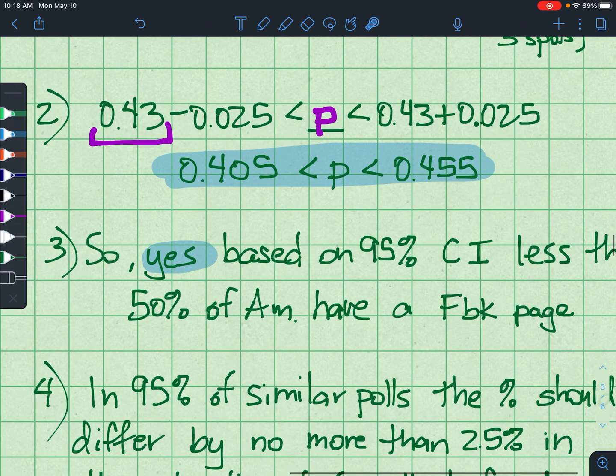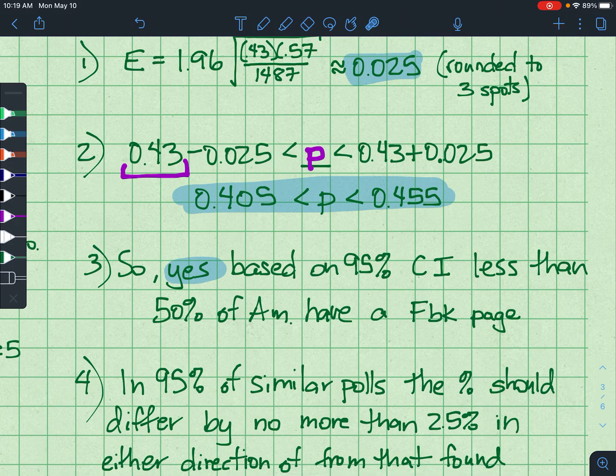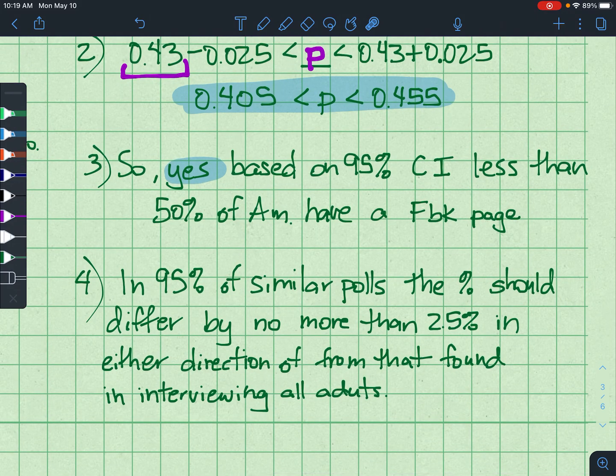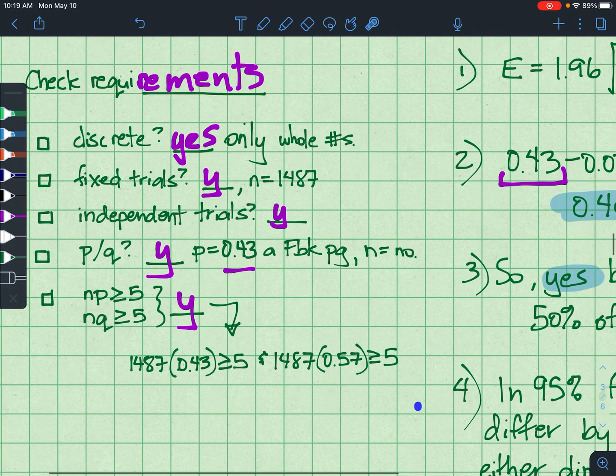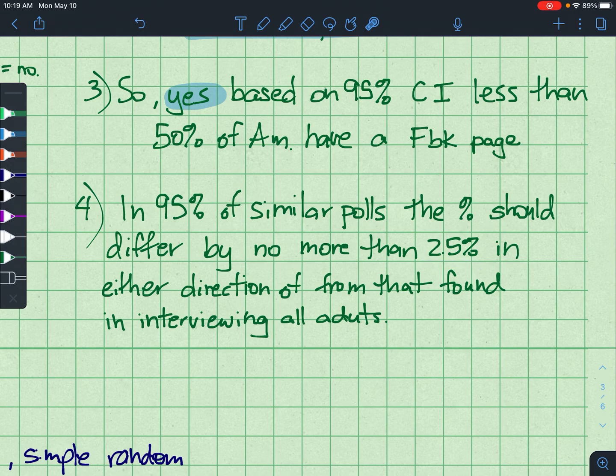So we come down to part 3, which says yes, with 95% confidence, I can say that 50% of Americans or less have a Facebook page. Less than 50%, sorry. Which means, interpreting that then, summarizing, in 95% of similar polls, the percentage should differ by no more than 2.5% in either direction from that found in interviewing all adults. So again, we found 43% of them, and varying either way from that gives us that region of our confidence interval.